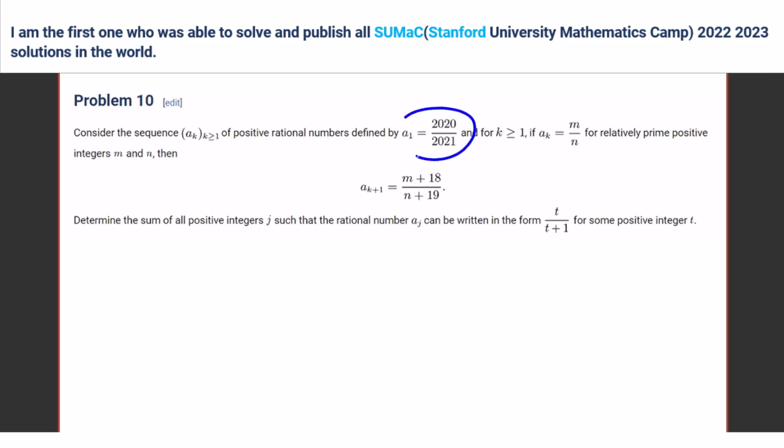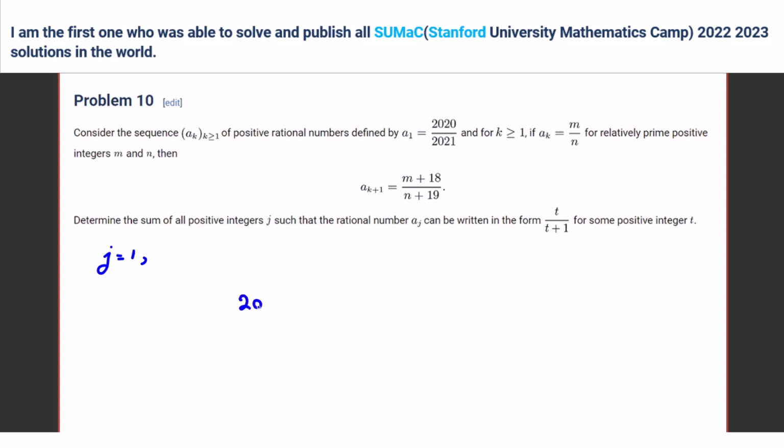Okay, so the first one satisfies, right? So first j is what? Integers, yeah. Such that the rational number is t over t plus 1. Yes, first j is 1 because it is t over t plus 1, right? Okay, now we want to find the next j after j1.